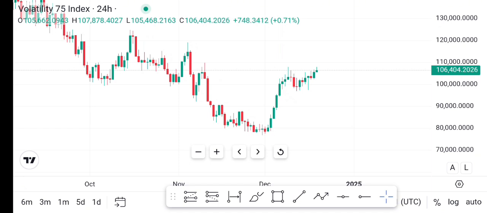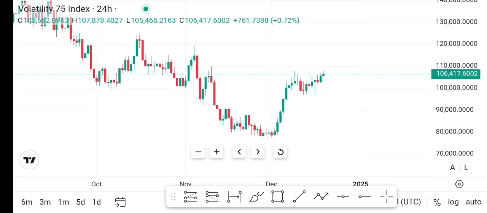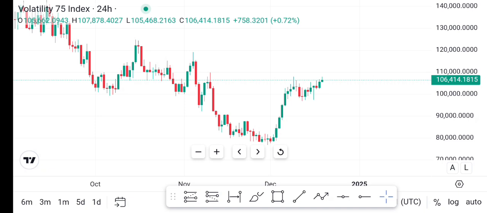Now we have a volatility 75 index chart, and we are on Deriv TradingView, on the highest time frame available on the TradingView of Deriv, which is the daily time frame. We will start with step number one, which is to make a top-down analysis. I want to show you how you can do the top-down analysis, guys. When we do top-down analysis, we start from the high time frame, which is daily, weekly and monthly.